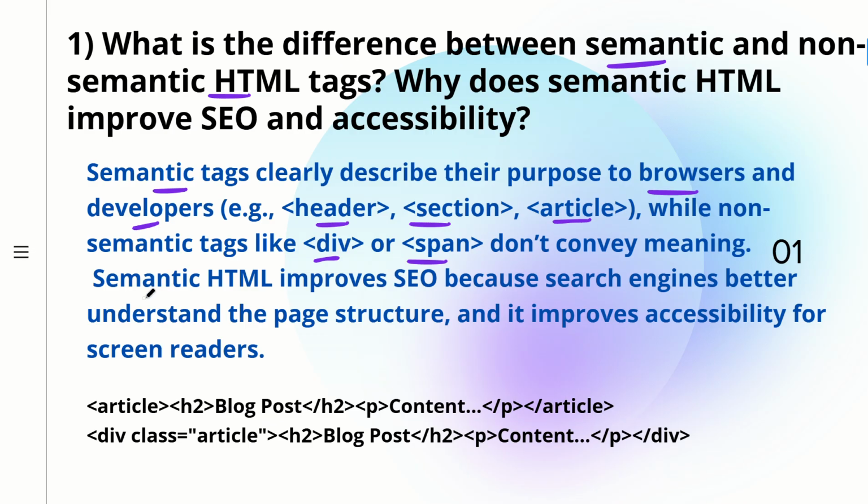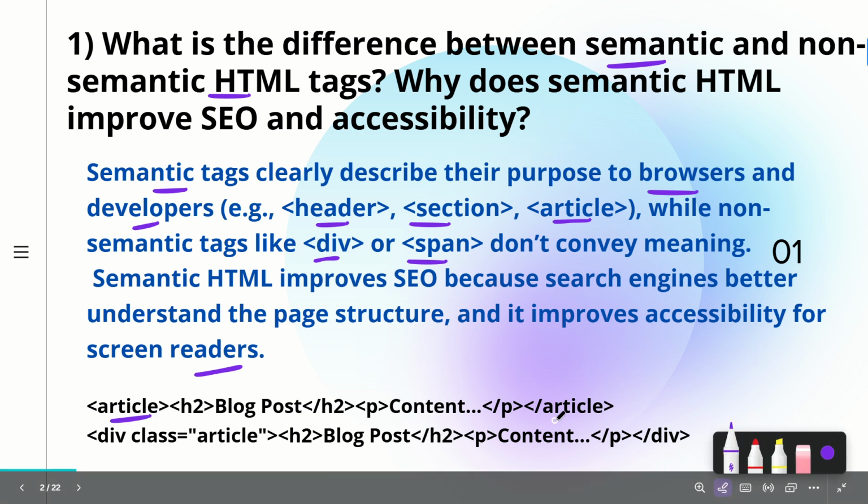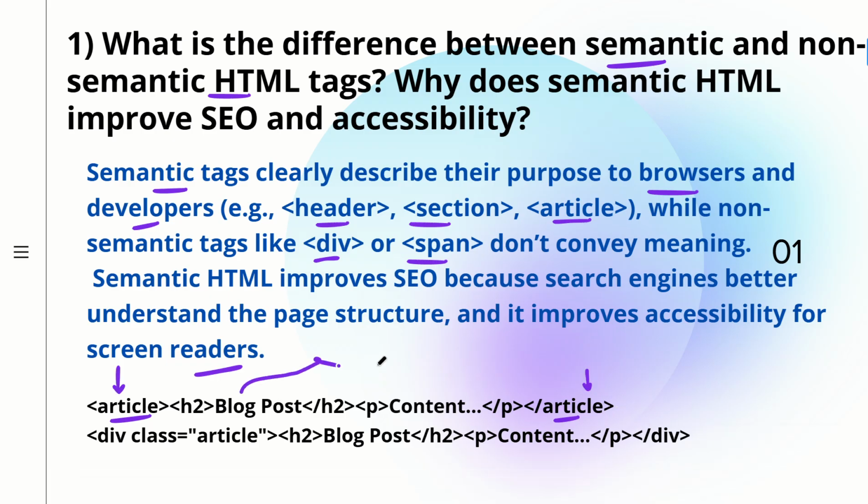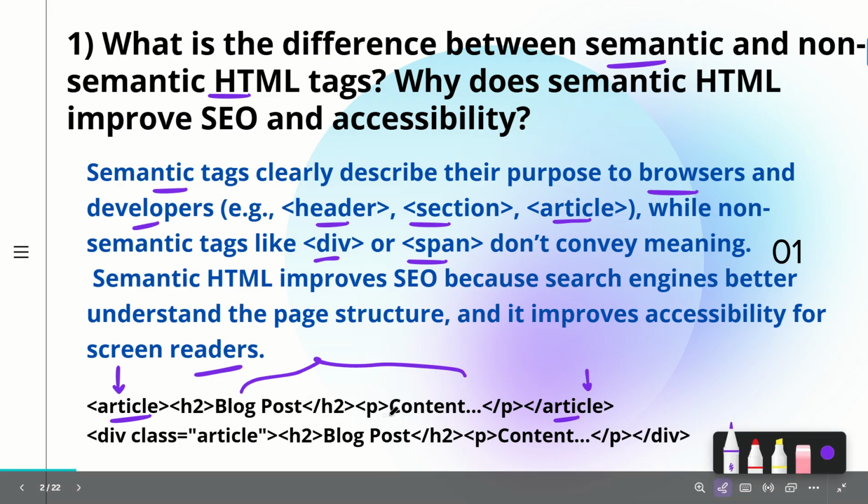And semantic HTML improves SEO because search engines understand our page structure better if we are making use of semantic HTML tags. And also it improves the accessibility for the screen readers. In an example you can see, here we have written article. Now the article tag, like this is the keyword for article, so we have to open it and then close it. Inside that we can have the similar content. So we are trying to group the blog post and the content in one container, which is conveying the meaning that it is a standalone content.